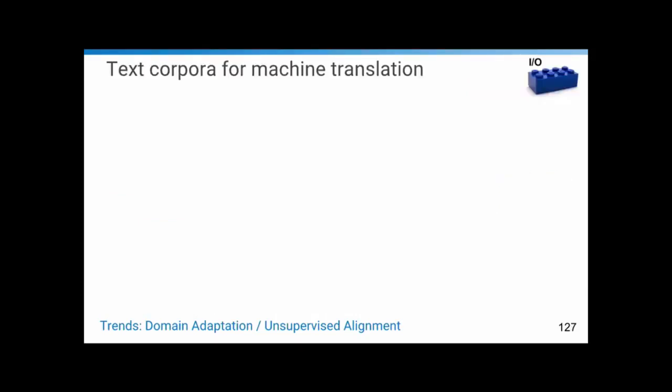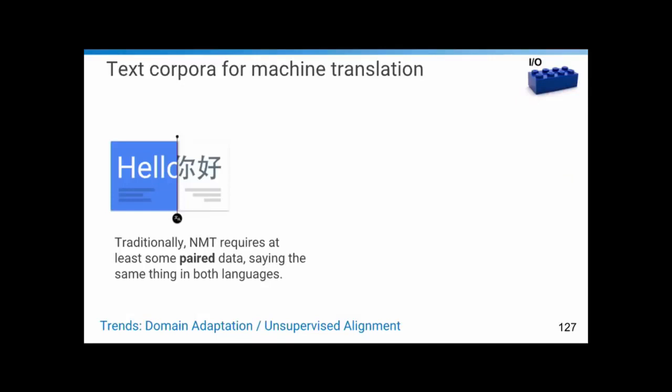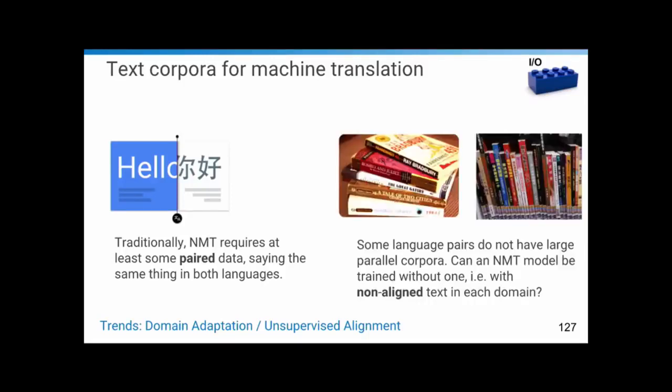Now I'll talk about text quickly. Typically, in neural machine translation, you need some paired data, at least some, that says the same sentence in both languages. But some language pairs don't have much parallel corpora. So we ideally want a model that could be trained with non-aligned text, some books in one language and some books in the other. We learn models unsupervised, and then we get a translation model out of it.